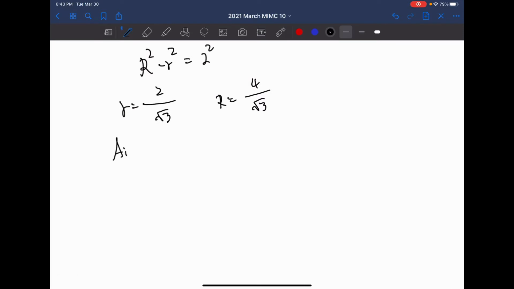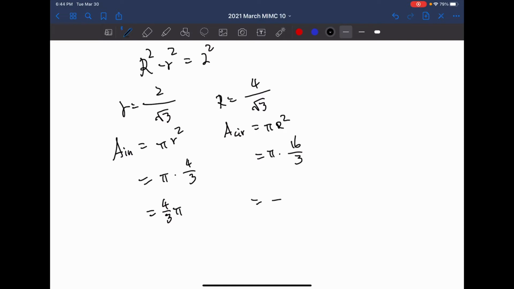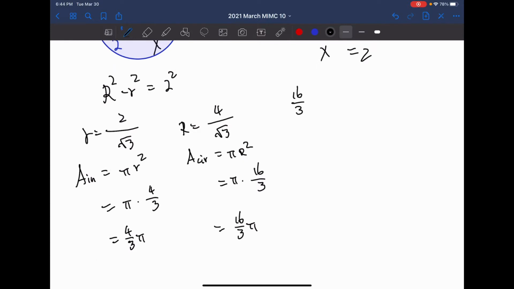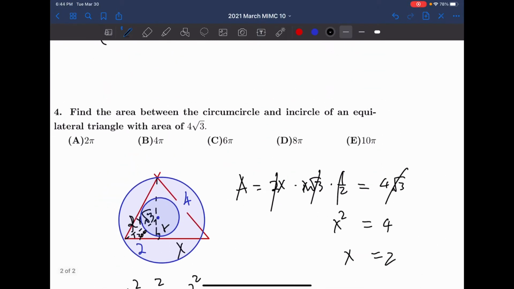The area of the incircle is equal to pi r squared, or pi times 4 over 3, or just 4 over 3 pi. And the area of the circumcircle is equal to pi R squared, or pi times 16 over 3, or 16 over 3 pi. Subtracting, we get 16 over 3 pi minus 4 over 3 pi, which is 12 over 3 pi, or 4 pi, giving us the answer choice B.